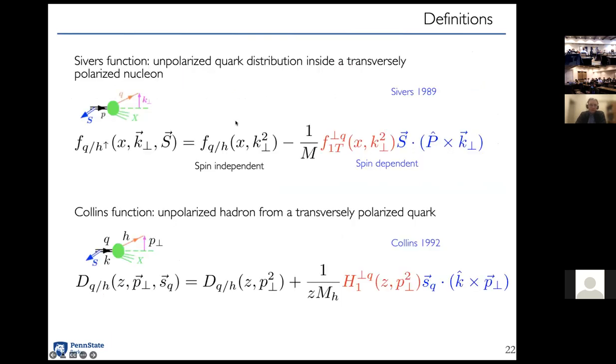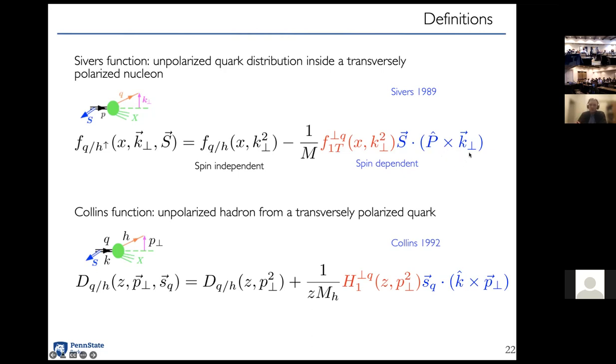So let me go a little bit more into the formula. So for the Sivers function, we have an unpolarized quark inside a transversely polarized nucleon. So if I were to use x, k perp, and the spin, then I would write it in two structures. One is spin independent, that's just the unpolarized TMD. And the other should couple to some structure, which is this color. So we can use the pseudo vector for the spin and create another pseudo vector by doing the cross product of the momentum of the nucleon and k perp. So that also will be a pseudo vector, and dotting them will give me a scalar, and therefore that's the legitimate contribution. So now it's pretty easy to see that this sort of combination here correlates the motion of the quark.